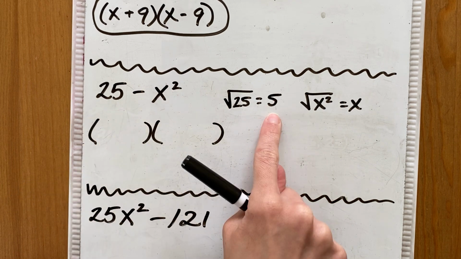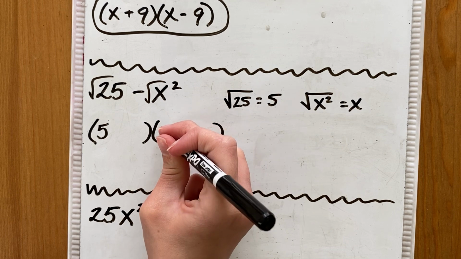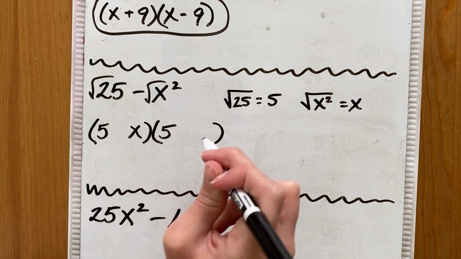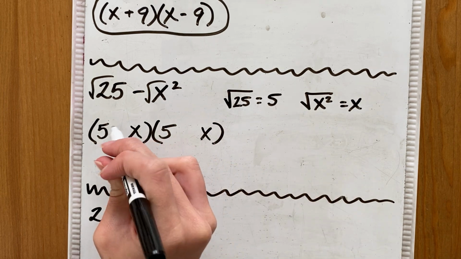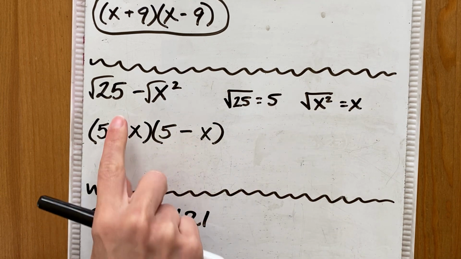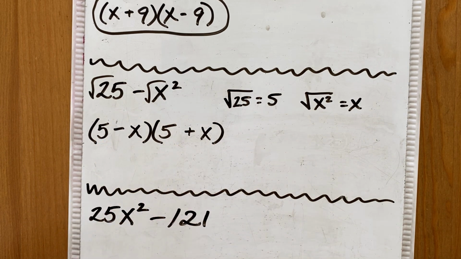25 was in the front, so the 5s are going to go in the front. We're square rooting each piece. The x is going to go in the back, which is a little different from what we did in class. We have 1 plus and 1 minus. You could have minus and then plus. As long as you have one of each, it's still the same.